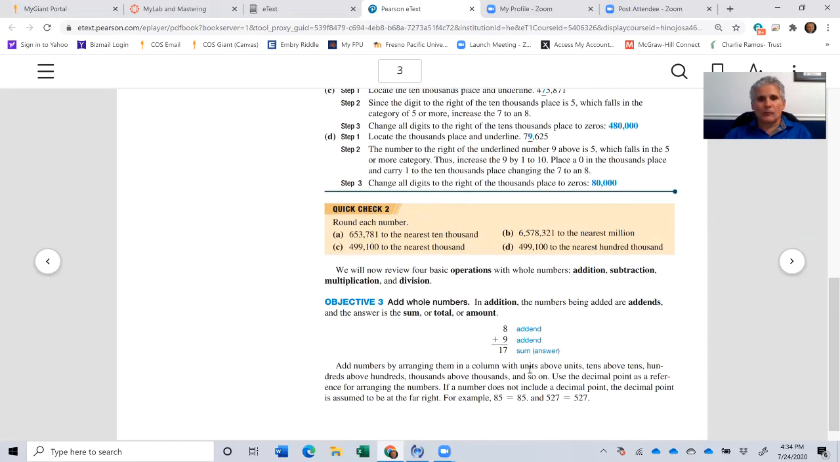This is pretty straightforward. By the way, for the first 3 chapters, I do not want you using calculators. The whole point of this is to practice our addition, practice our subtraction, so calculators are not allowed in the first 3 chapters.